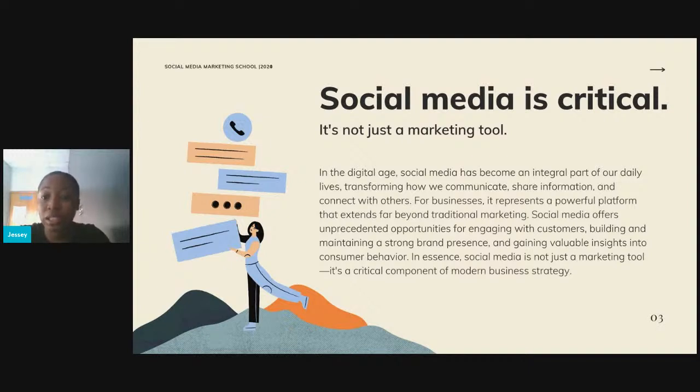And for businesses, it represents a powerful platform that extends far beyond traditional marketing. Social media offers unprecedented opportunities for engaging with customers, building and maintaining a strong brand presence, and gaining valuable insights into consumer behavior. So social media goes far beyond just a marketing tool. You can maintain a very strong brand presence, connect and communicate with your audience, who in the long run can convert to being your customers, and you gain valuable insight into their behaviors as consumers.